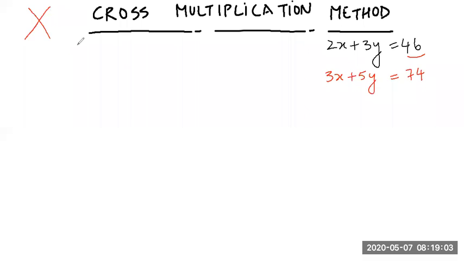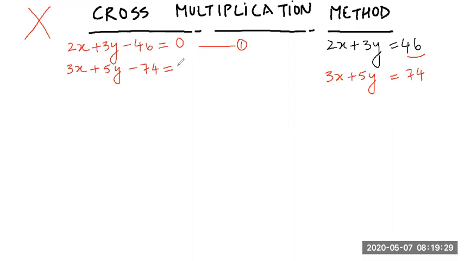We will get 2x plus 3y minus 46 is equal to 0. Okay, this is my first equation. I'll name it 1. And my second equation would be 3x plus 5y minus 74 is equal to 0. This is my second equation. All right, guys. Now, how do I do the cross multiplication method?